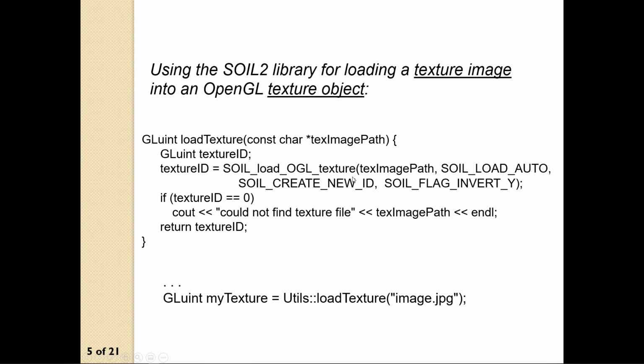soil load OpenGL texture, giving it these flags to say, okay, create a new texture, whether or not it is inverted in the Y direction. So we have to adjust depending on whether Y is positive or Y is negative. And then we get back an ID saying, yes, we have a texture, or it did not load. Okay. So this becomes pretty simple.